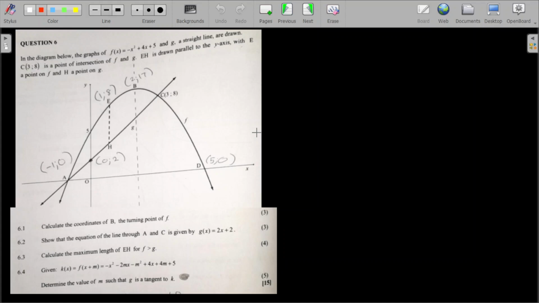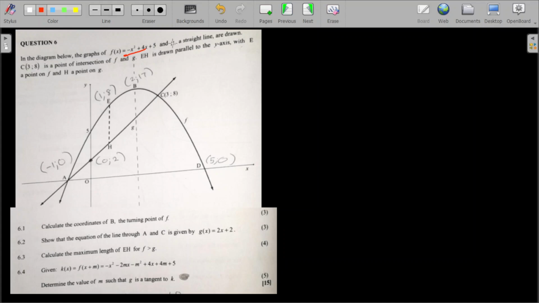In the diagram below, they gave us a function F and a straight line G that is drawn, and C is the point of intersection of F and G. And yeah, EF is drawn parallel to the y-axis, in which E is a point on F and H on G. Okay, parabola graph, a coordinate. Calculate the coordinates of B, the turning point.